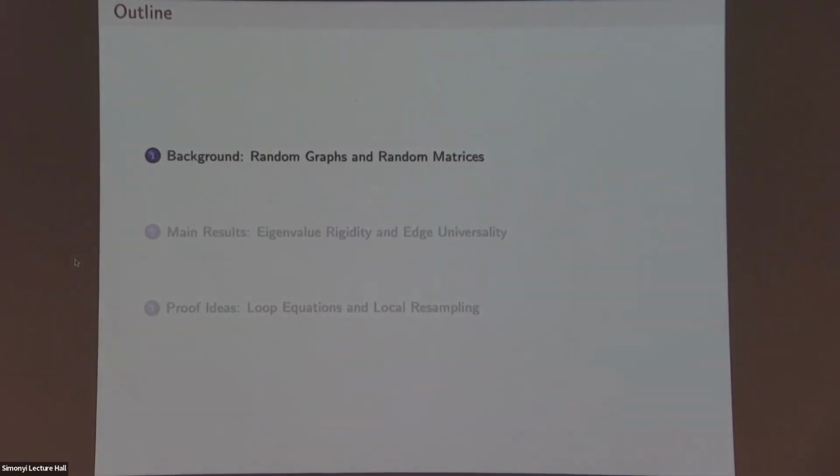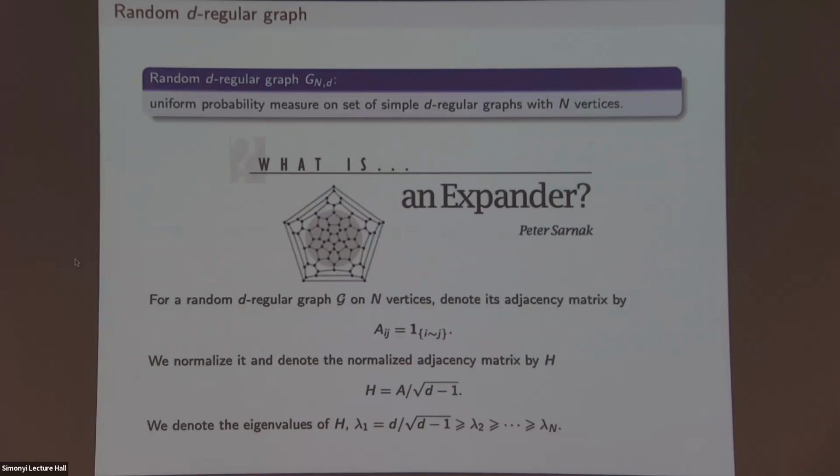This talk will have three parts. I'll start with a very quick background on random graphs and random matrices. The second part is about our main results on eigenvalue rigidity and edge universality. And the last part will be some proof ideas. If you have any questions during the talk, feel free to interrupt me.